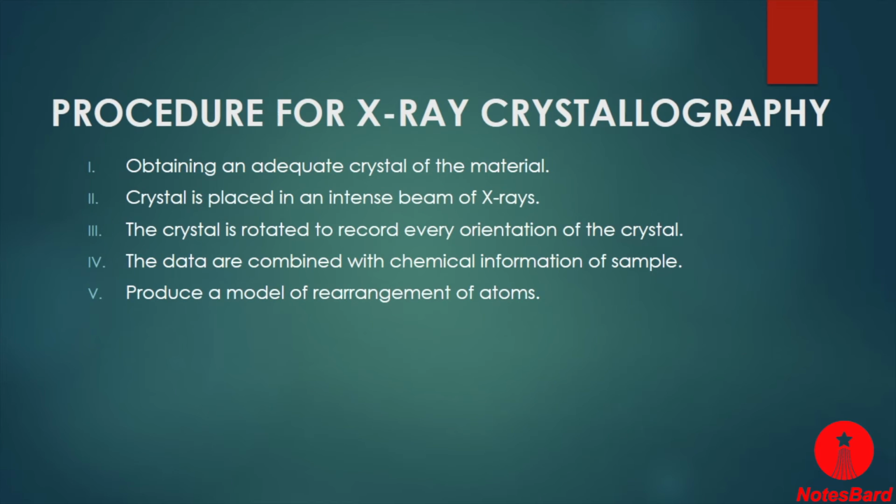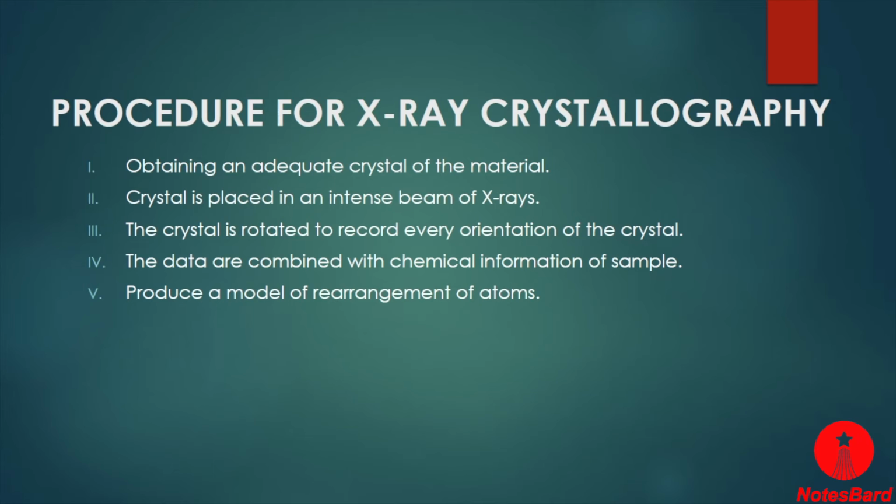Now let's understand the procedure of X-ray crystallography. The process starts with obtaining an adequate crystal of the material, and this is the most difficult and most important step of the whole procedure, because it's very important to have a crystal or crystallized material, and it is the most difficult task to make a crystallized form of any material.